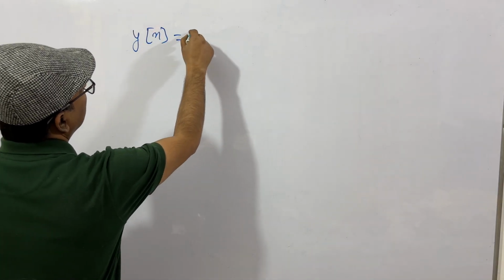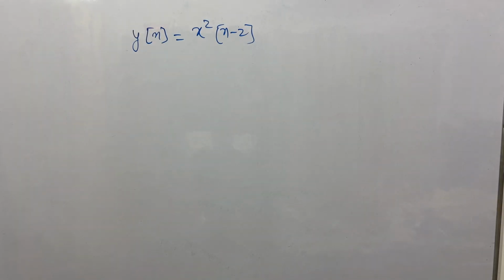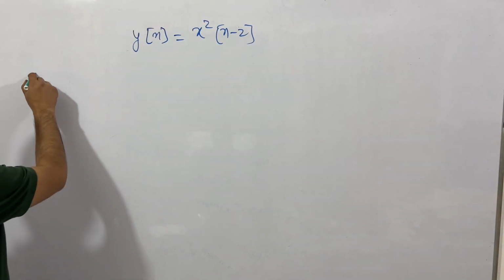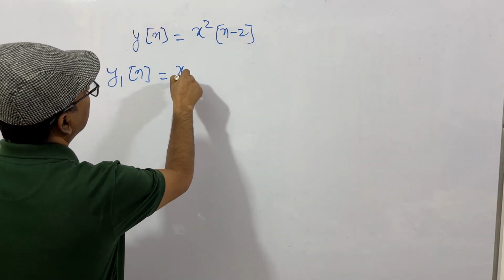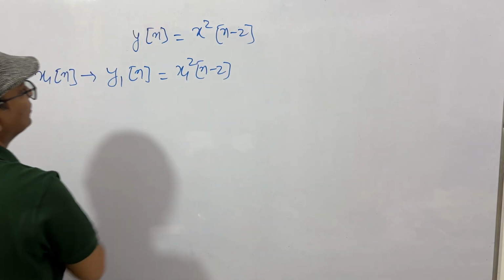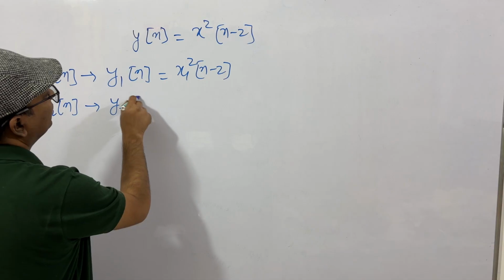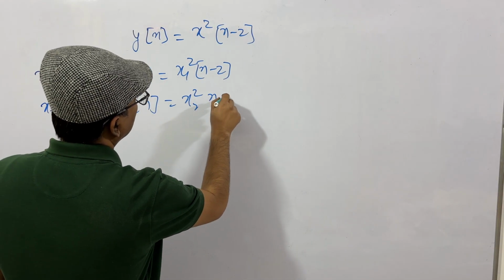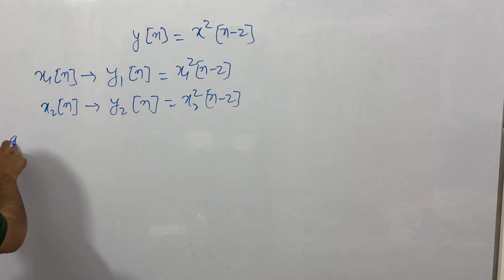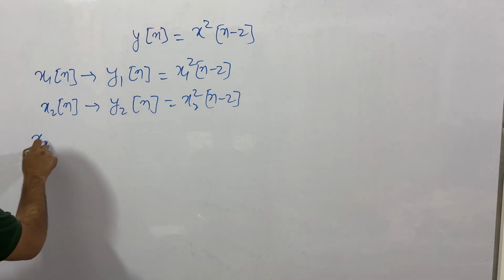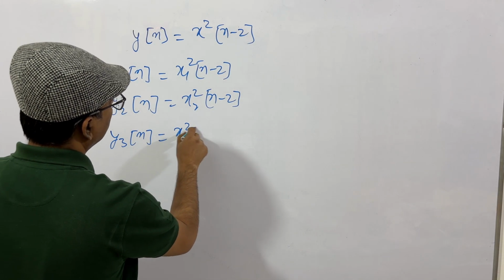Next, y(n) is given by x square (n minus 2). This is your system. Is it linear? Is it time invariant? First, x1(n) will give the output y1(n), that will be equal to x1 square (n minus 2). Similarly, x2(n) will give y2(n), that is x2 square (n minus 2). Clear? What if we give this input, let's say x3(n)? It will give y3(n), that is x3 square (n minus 2).